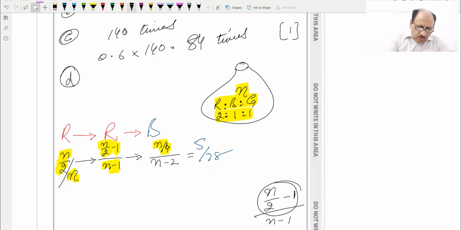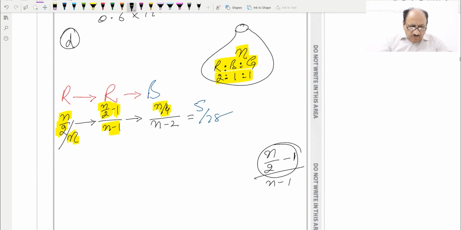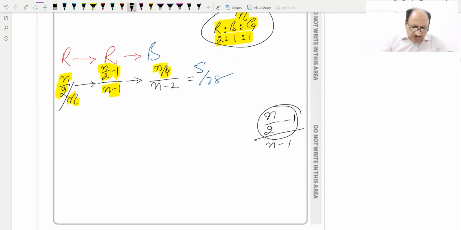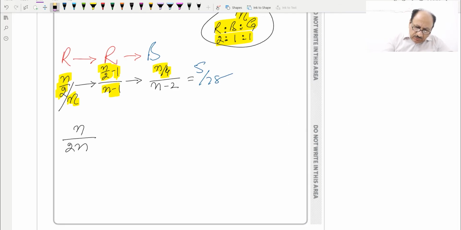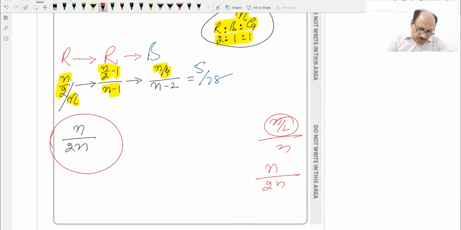Hopefully you are understanding. Now we can solve this equation and we will get the n value. So our equation starts with n by 2 over n. We can write it as n over 2n, because of the fraction over fraction rule. The fraction will be pulled down and changed to this one, which I have written over here. Hopefully you are understanding this.